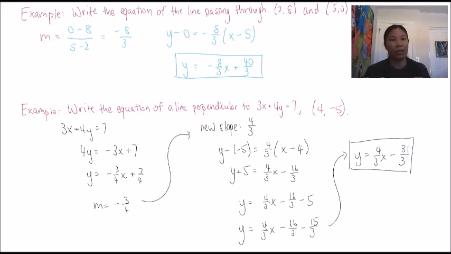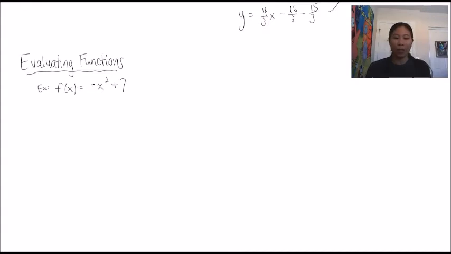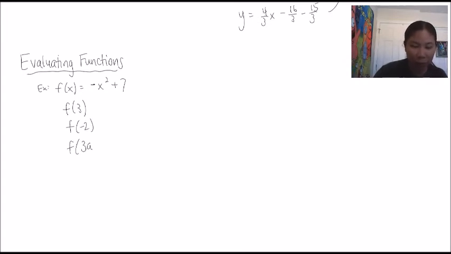P.3, we're evaluating functions. If I'm given a function like f of x equals negative x squared plus 7, I want to plug in values, like finding f of 3, f of negative 2, or even plugging in other variables like f of 3a, f of b minus 1. That's what I mean by evaluating functions. Hopefully you remember this just means you're plugging whatever's inside the parentheses in for x of the original function. So f of 3 means instead of writing negative x squared, it'll be negative 3 squared plus 7.